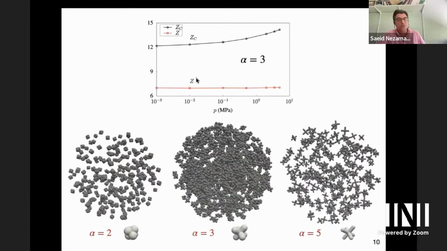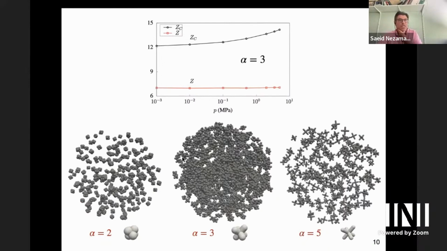Regarding the case of alpha equal to 3, we have seen before that the contact number is higher than 12. This is actually due to the high sensitivity of the local structure composed of hexapods with alpha equal to 3 to the confining pressure. On this graph, you see that as pressure is decreased, ZC decreases towards 12, while Z keeps approximately the same value. So the average number of neighbors remains constant, but the number of contacts changes.